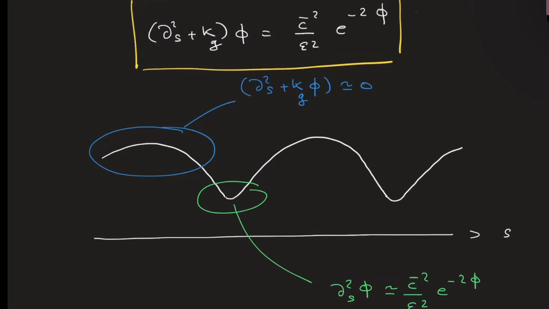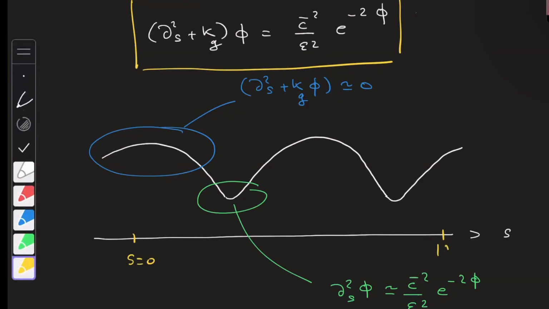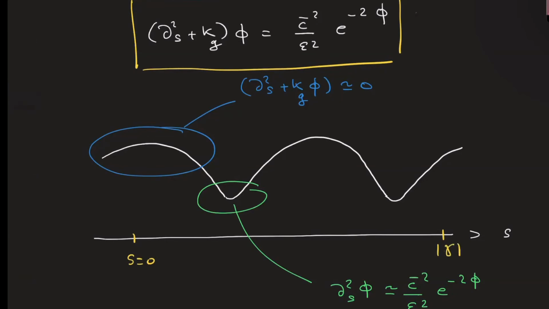And remember that S is the arc length along the geodesic. So S goes from S equals 0 up to the length of the geodesic, which I will call gamma. And so we are looking for periodic solutions of this ODE. Okay, and remember that the Gauss curvature might not be constant. So we realize that there are solutions of this ODE when epsilon is very small.